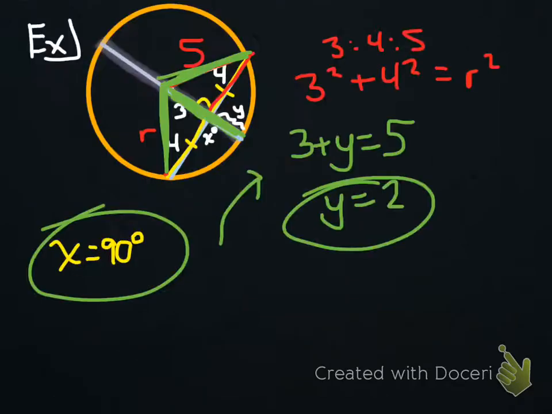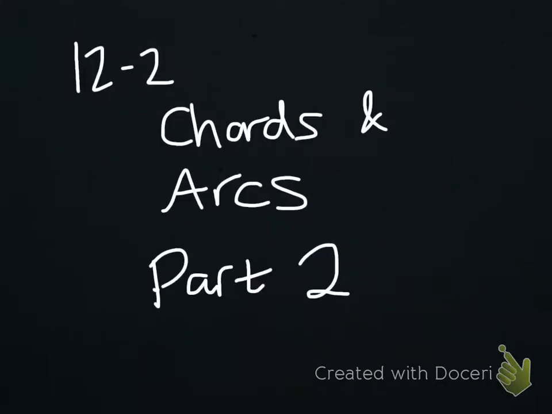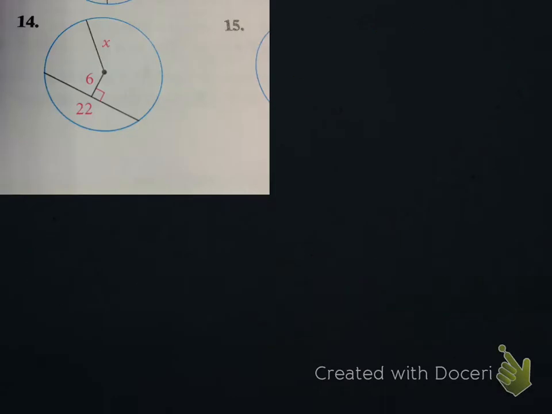Well, we're going to use a theorem. Let me just look for it real quick. This one. A diameter that is perpendicular to a chord bisects the chord and its arcs, right? A diameter that's perpendicular to a chord bisects the chord and its arcs. So if I drew my diameter here, there we go. We know it's perpendicular to the chord, which means it must bisect the chord and its arcs.